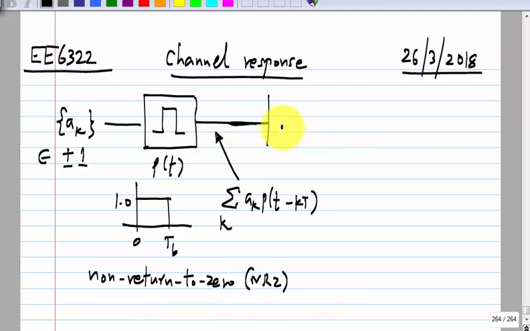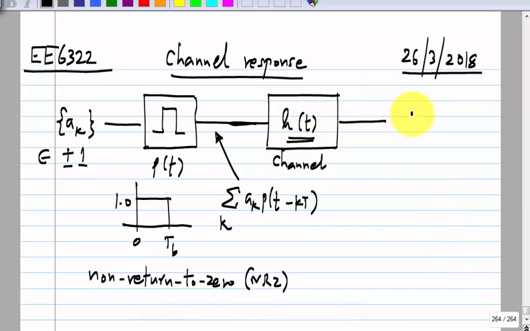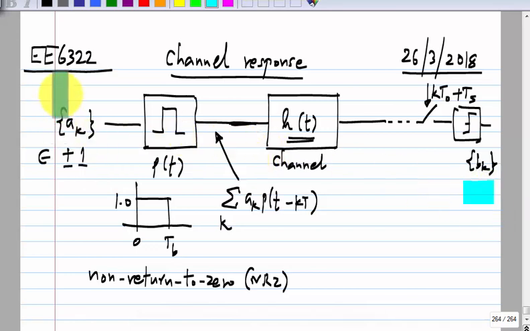Then we go through the channel, which is h(t). It has some impulse response. And what we want to do at the receiver is to sample this at integer multiples of T_0 with some timing offset. The timing offset will be the optimum one, right? We want to sample in the middle of the eye, that was the idea, and make decisions at those samples, and we will have the received symbols B_k. Obviously, if the communication channel is working as we want it to, B_k should be the same as A_k. Whatever symbols we transmit should be received.